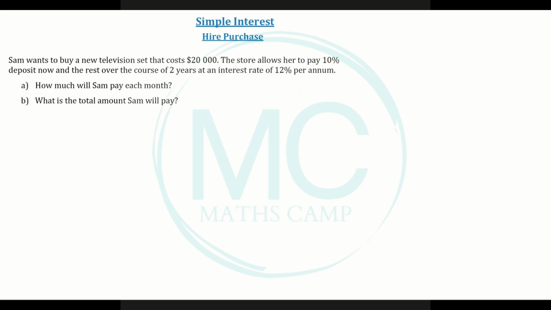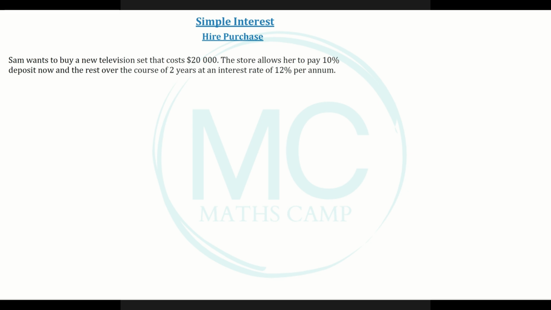Sam wants to buy a television set that costs $20,000. The store allows her to pay 10% deposit now and the rest over the course of 2 years at an interest rate of 12% per annum. Part A asks how much will Sam pay each month, and B, what is the total amount that Sam will pay. Now, before we try to answer parts A or B, let's look at the information the question gives us.